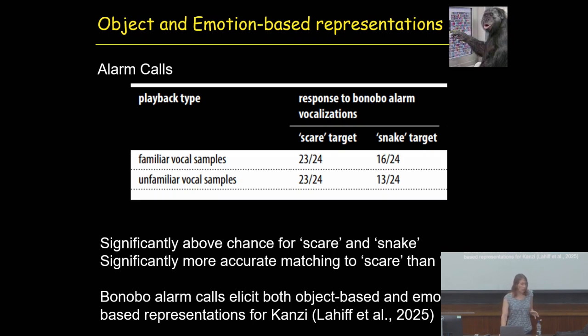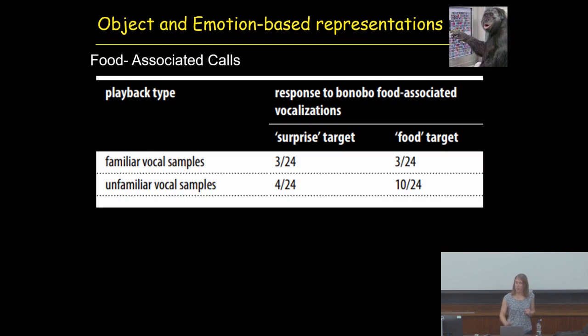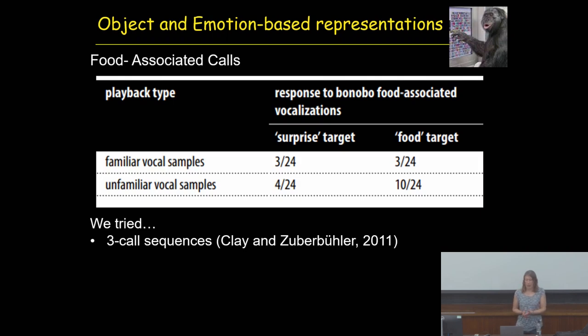Things did not go as we had expected, however, for the food-associated calls. Here, whether he knew the individuals or not, he was not above chance for any of the representations. So he couldn't match it to food and he couldn't match it to surprise. So we then thought, well, okay, the original study by Zanna Clay and Klaus Zuberbühler showed that food-associated calls function referentially and that individuals could use that information to understand the quality of food available to them. They had not played back single calls, they played back short sequences.